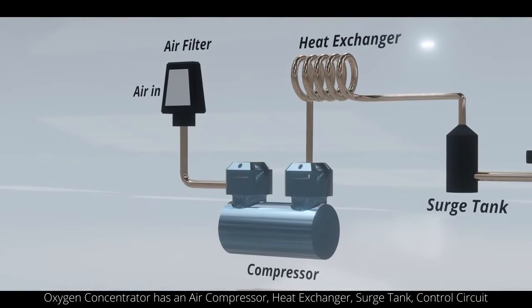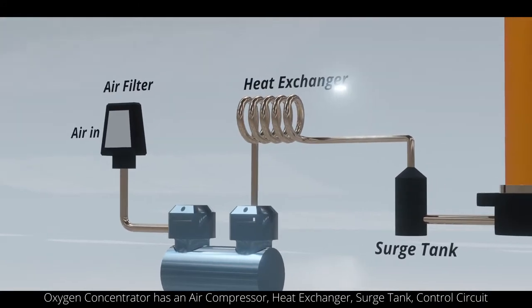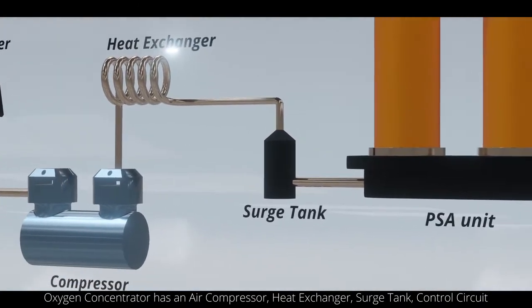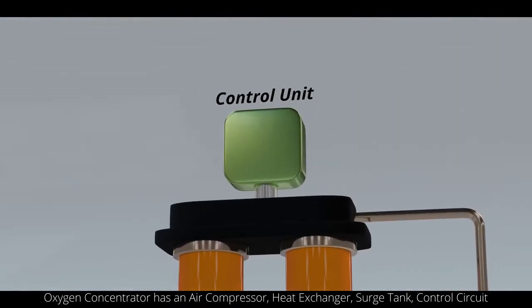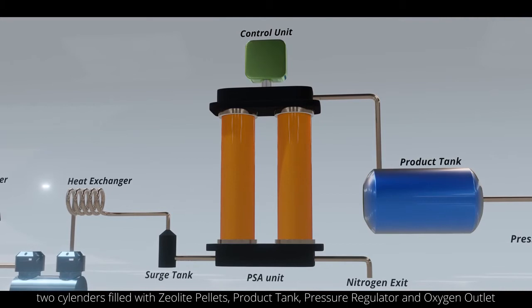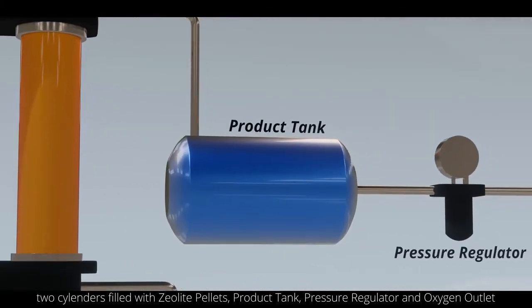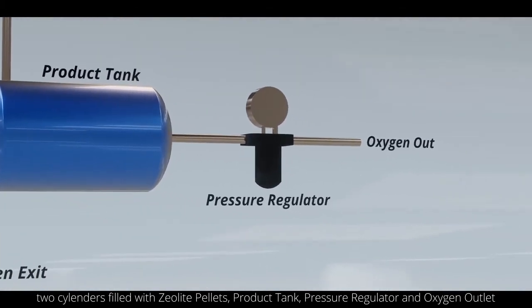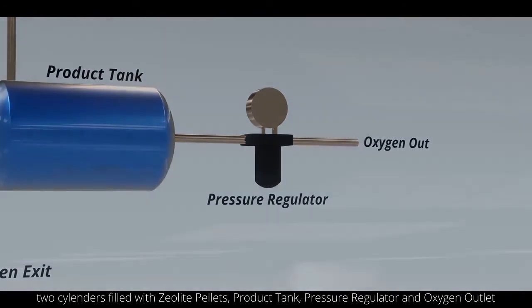Oxygen concentrator has an air compressor, heat exchanger, surge tank, control circuit, 2 cylinders filled with zeolite pellets, product tank, pressure regulator, and oxygen outlet.